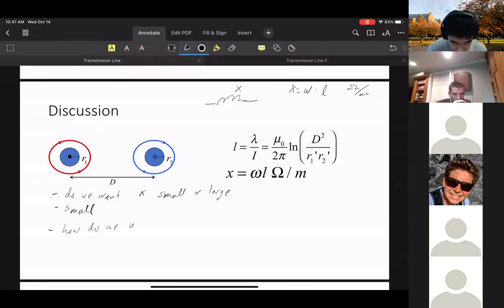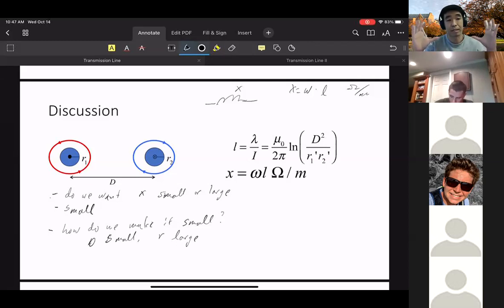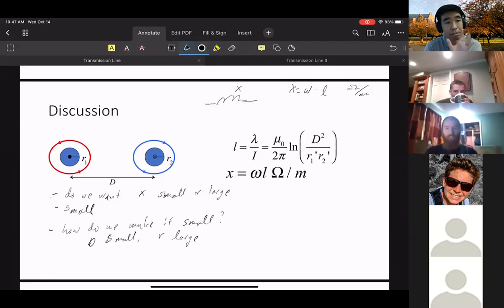So how do we make it small? We can make D small and R large. We can make the distance smaller and make the wires bigger, and this tells us we have a small inductor. Does this make sense? Let's think about it intuitively. Why does a smaller D make this look like a smaller inductor? Why is smaller better intuitively? Can we explain this?